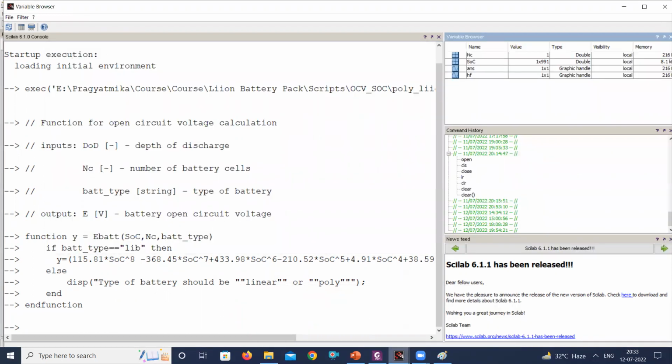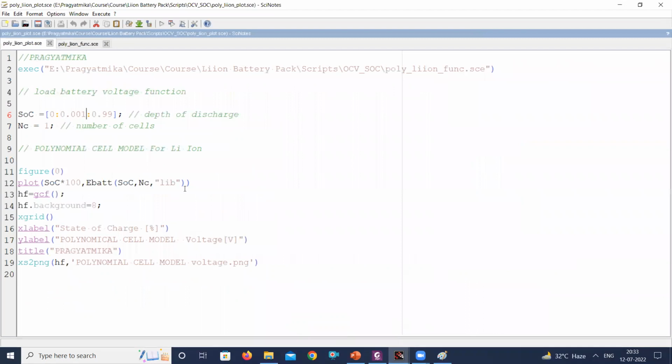So here we are giving the range, right? For the SOC, in place of it, you need to feed the values, all of the values you need to feed in. And here for the plotting purpose, we are giving it as SOC into 100 and we are calling it EBAT. Again, for the open circuit voltage you will have to give a range.